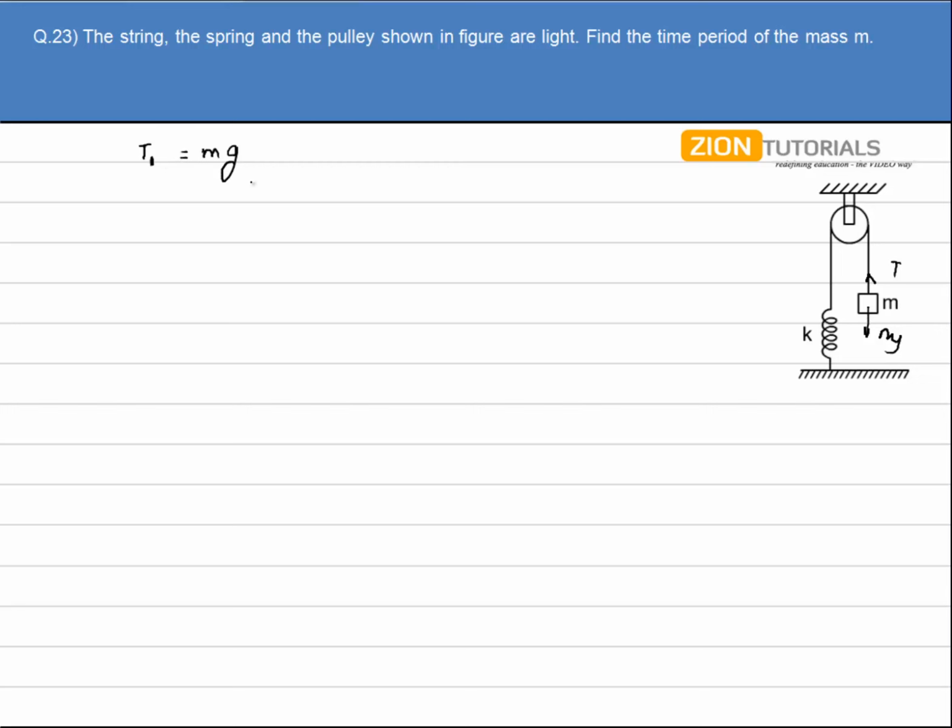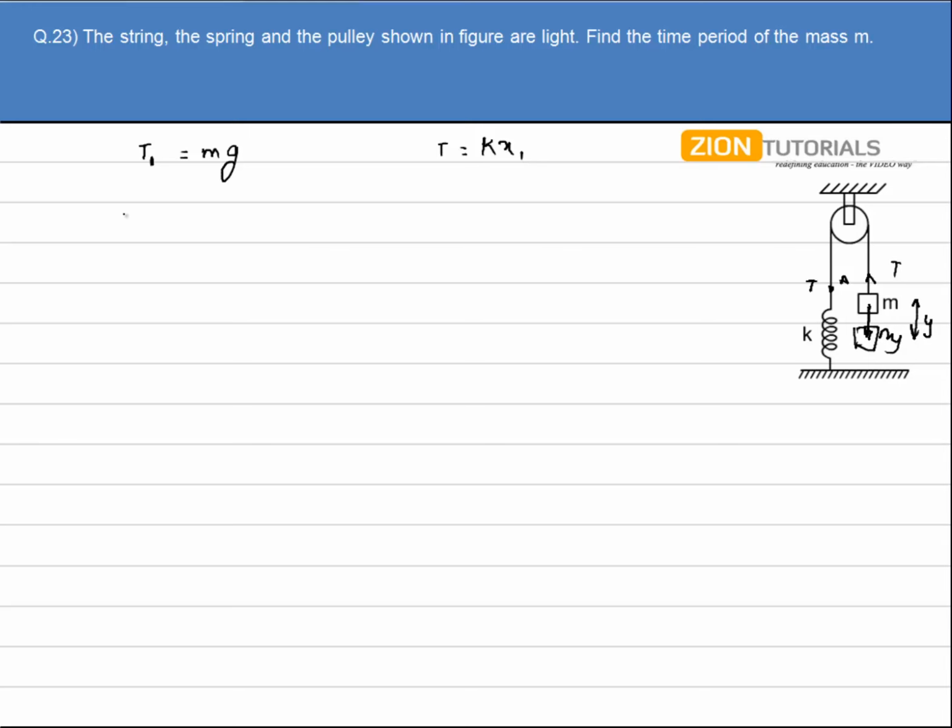This is the initial tension at equilibrium condition. And the same tension will be at this very point. If I draw the free body diagram of this point A, then T will be equal to kx1 initially at equilibrium condition. Now let's say I stretch the spring, or let's say I bring the block downward by a distance of y.